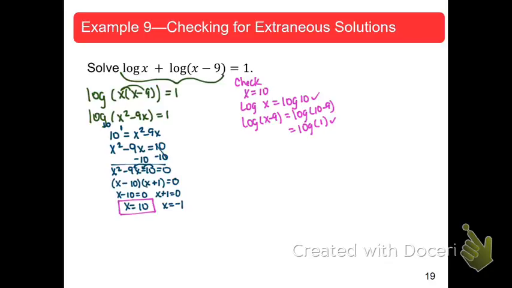So then let's do our check when x is negative 1. So my first one is log of x. So when I plug that in, I get log of negative 1. Uh-oh. Can we take log of a negative number? No. And since we can't take the log of a negative number, and negative 1 gave me a negative number when I plugged it in, negative 1 cannot be my solution. Therefore, x equals 10 is the only solution.